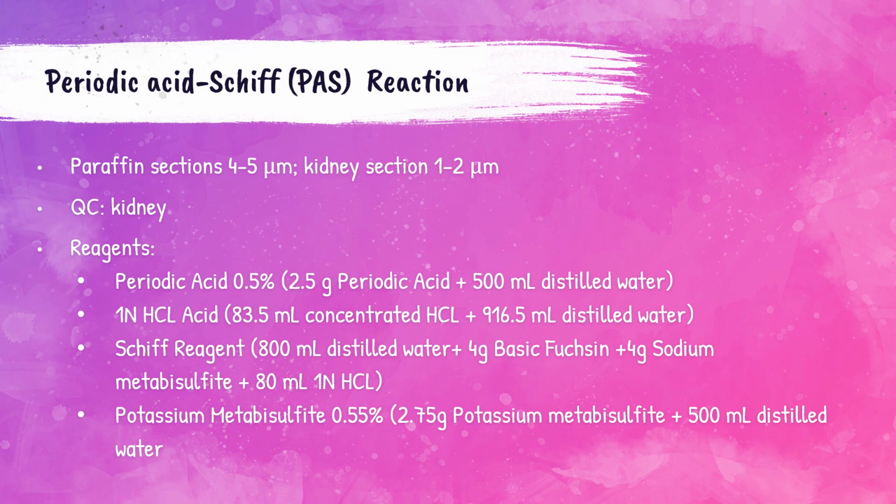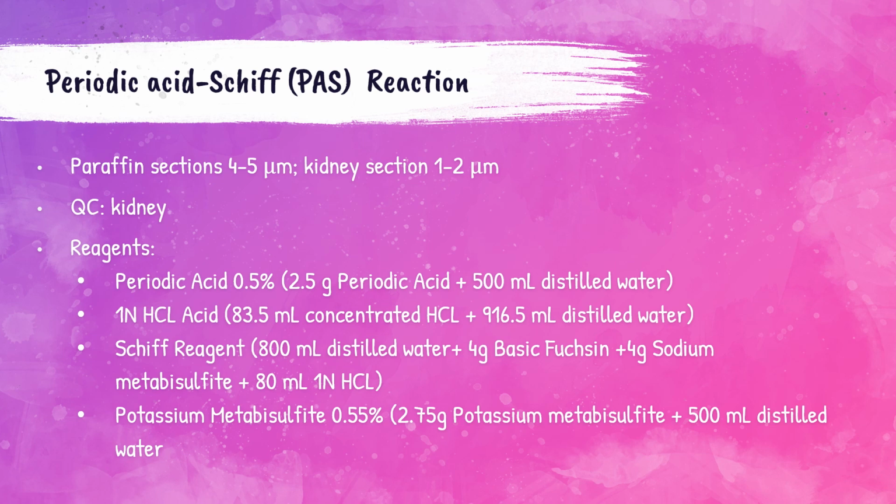For the PAS reaction, paraffin sections need to be cut from 4 to 5 microns in thickness. If using kidney sections, these need to be cut from 1 to 2 microns in thickness. Kidney sections are the best type of tissue for quality control for the PAS reaction. The reagents needed are 0.5% periodic acid, 1 normal hydrochloric acid, Schiff reagent, and 0.55% potassium metabisulfite.